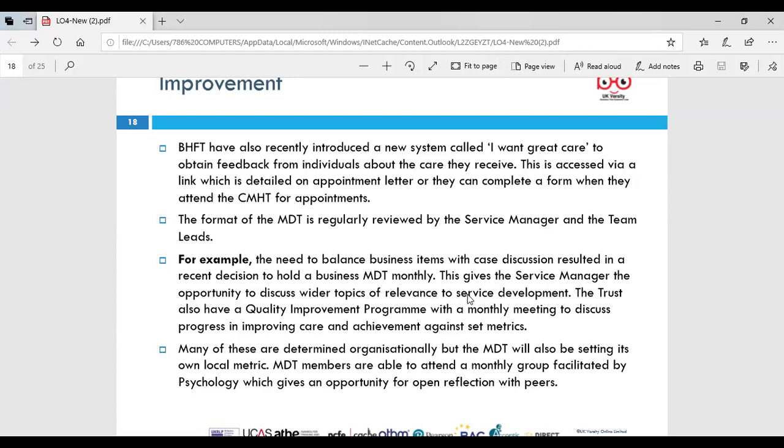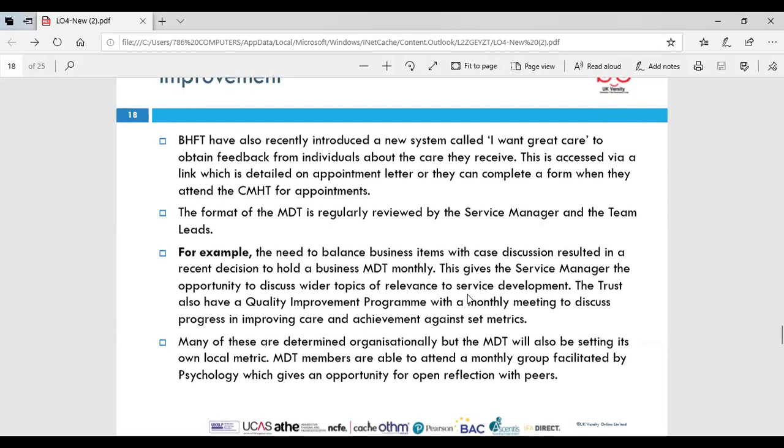So the format of the MDT is regularly reviewed by the service manager and the team leads. Sometimes, for example, they need to balance business items with case discussions, and that resulted in the recent decision to hold a business MDT, multidisciplinary team meeting, monthly. And this gives the service manager an opportunity to discuss wider topics, not just the topics that are discussed regularly. So the trust also has a quality improvement program, with a monthly meeting to discuss progress in improving care and achievement against set metrics.